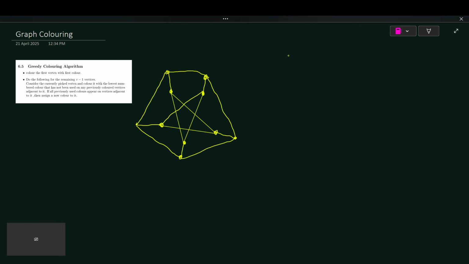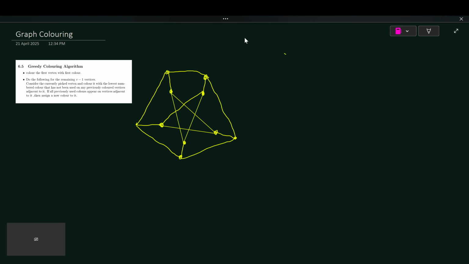Then we go to the third vertex, and if it is possible to color it with the color c1, then we use color c1. If not, we try the color c2. And if both c1 and c2 are not possible, then we introduce a new color and color the third vertex with the new one, and we proceed in this way till the last vertex. That's the greedy coloring algorithm. It's a very straightforward method to color a graph.